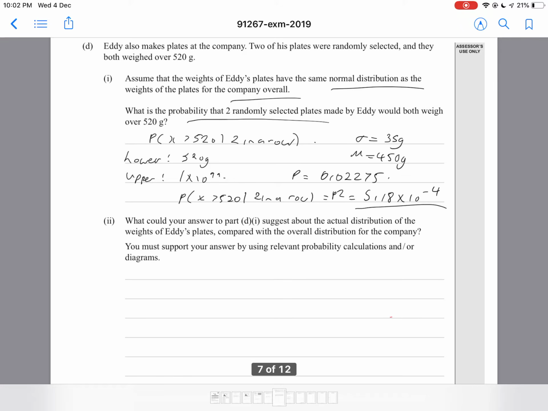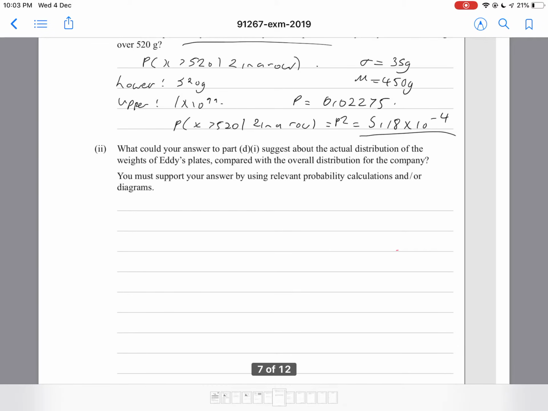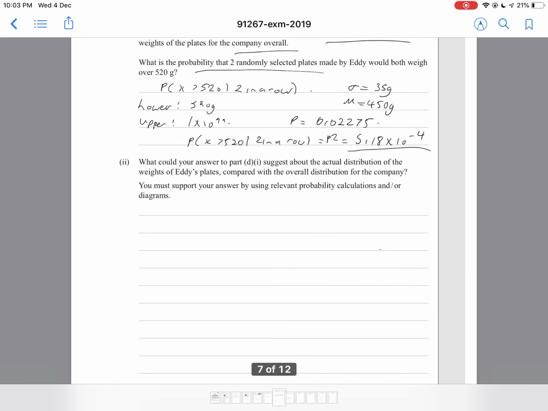So in part D, they said that Eddie's plates have the same normal distribution. And then in II, they suggest that Eddie's plates are different from the normal distribution, which is a bit confusing. But yeah, we have to work with it. So basically, the most likely possibility is that the standard deviation and the mean of Eddie's plates will be different. The mean will probably be much higher for Eddie's plates in order for them to be more likely to pick up a plate that is greater than 520 grams, because right now the probability is extremely low.